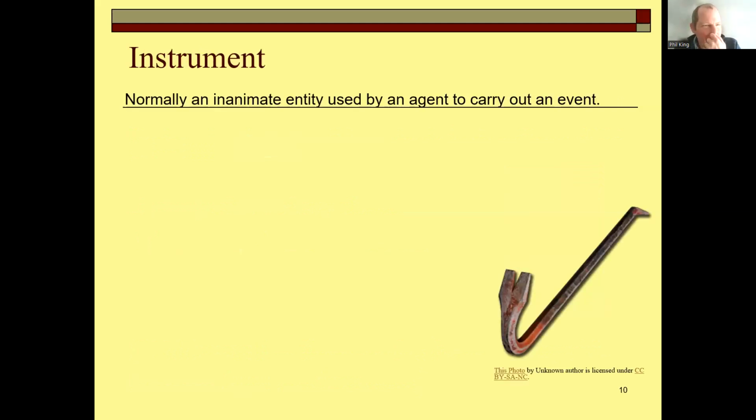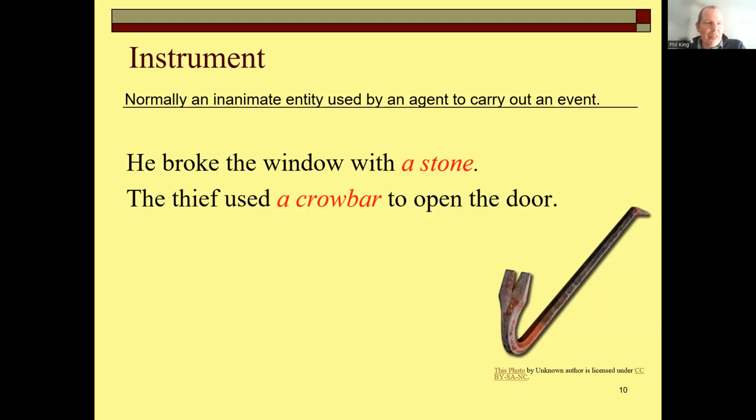Another role we have is an instrument. An instrument is normally an inanimate entity used by an agent to carry out an event. You'll see I've got a picture of a crowbar here, which might be such an instrument. But also things like stones. In this sentence, he broke the window with a stone. Or here, the thief used a crowbar to open the door. The instrument is the name of the role here, the thing we use to do something.